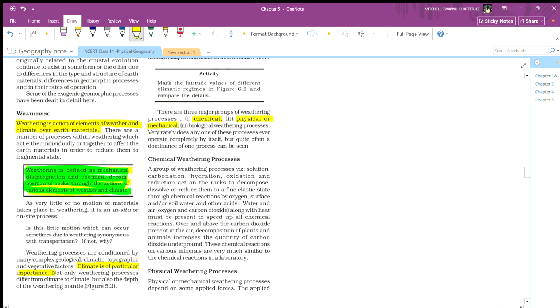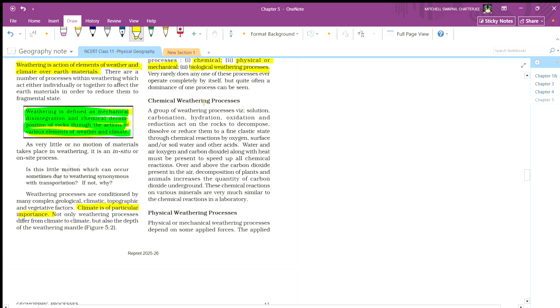Physical weathering mostly happens due to gravitational force or movement of the rock. Third is biological weathering, like when a plant has grown over a rock and gradually breaks down the rock. Very rarely does any one of these processes operate completely by itself, but quite often the dominance of one process can be seen.